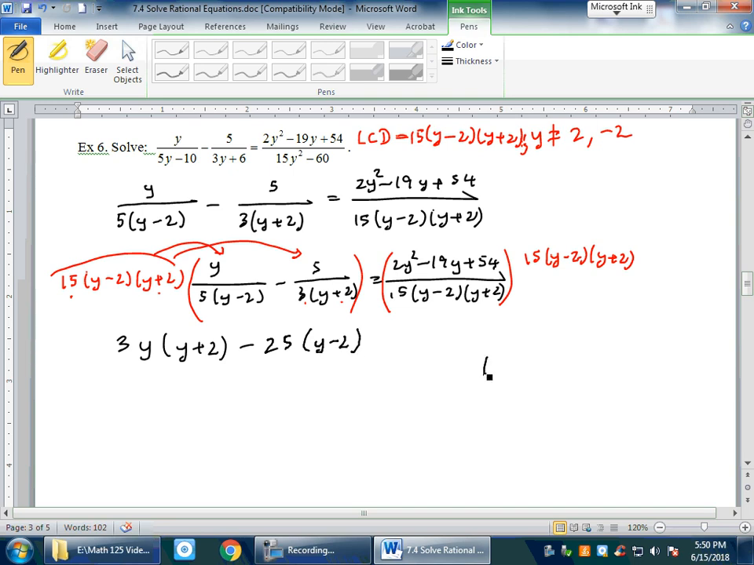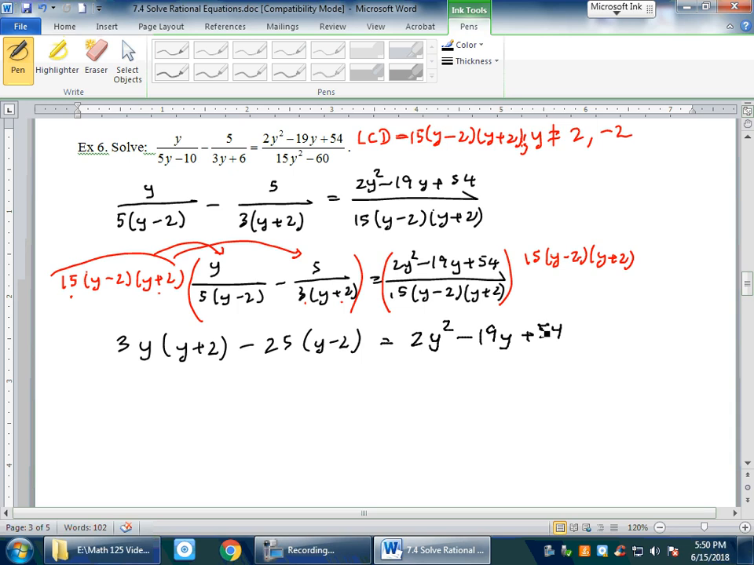Right? So let's check. So 15 times y minus 2 times y plus 2, and then times 5 over 3 times y plus 2. So y plus 2 and y plus 2 cancel out. 3 goes into 3 one time and 3 goes into 15 five times. So 5 times 5 is 25 times y minus 2. So we're good. So lastly, on the right hand side, when we multiply, the denominator cancels out. So it will be left with 2y squared minus 19y plus 54.